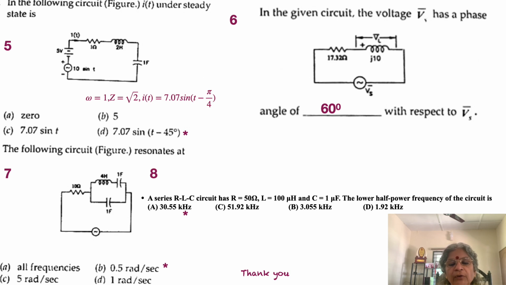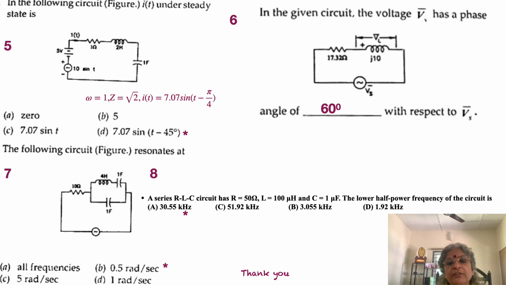Okay, moreover, we need to find out the voltage across, the angle of VL with respect to Vs. Okay, so what is now? It's just a simple potential divider, and the potential divider will have Vs multiplied by J10 divided by J10 plus 17.32.